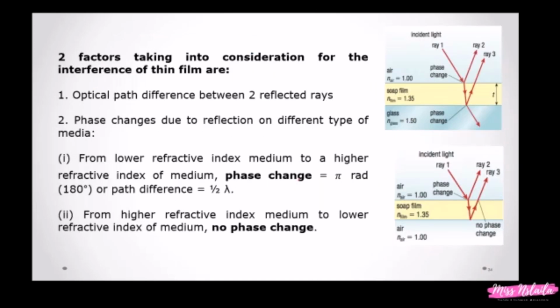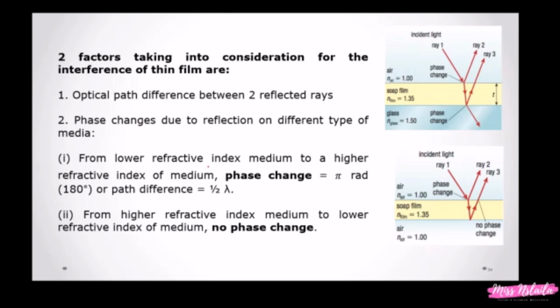There are two factors that you need to consider for thin film interference. The first one is the optical path difference between two reflected rays. When there are two reflected rays from the medium, you will see that there will be a path difference. The second one is the phase change due to reflection on different types of media.